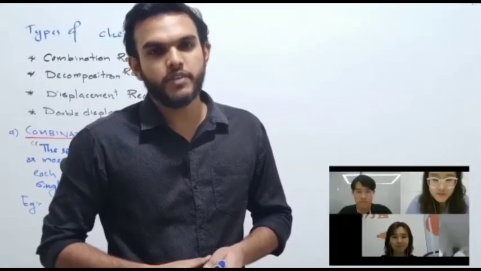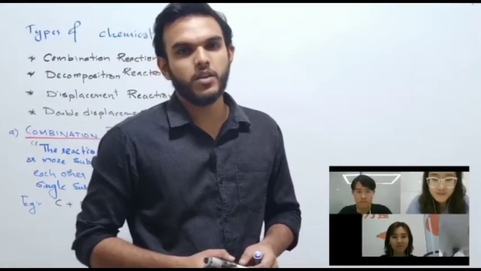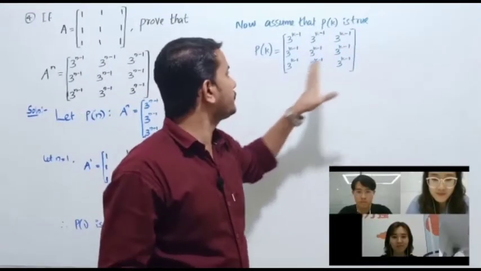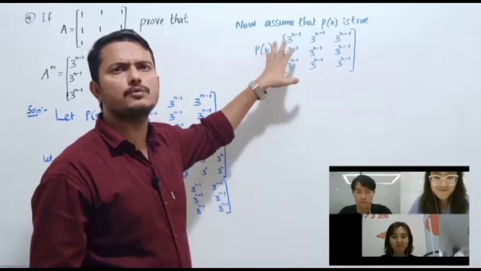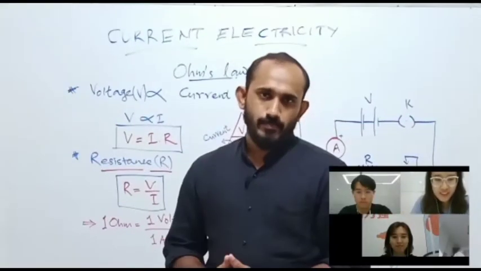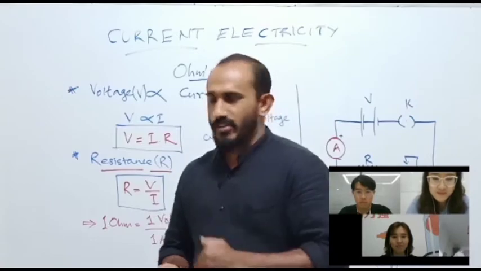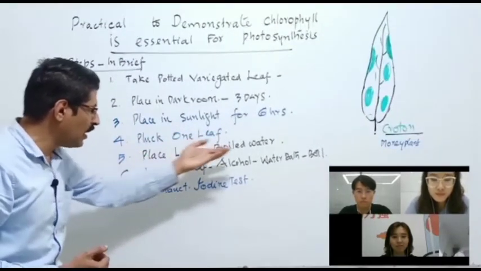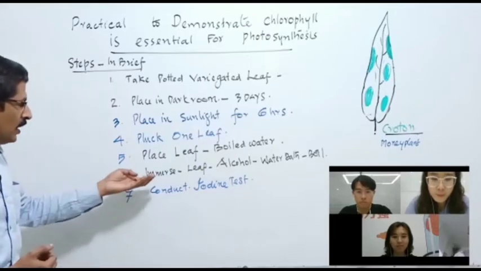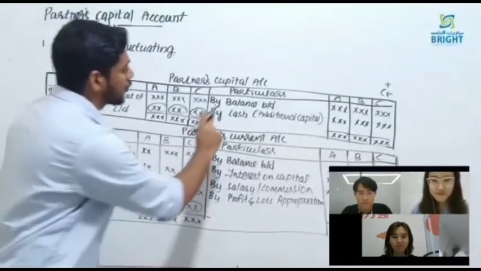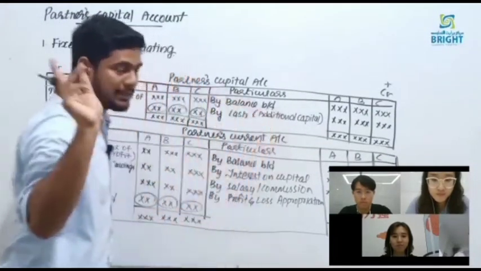That is a combination reaction. We'll do some more examples regarding with this combination. P of k is true means P of k is equal to 3 raised to k minus 1. Resistance. We can go to the resistance. Before that, how to utilize this expression? And place the leaf in the boiling water. Immerse the leaf in Capital account. First you are writing the balance available in the question.